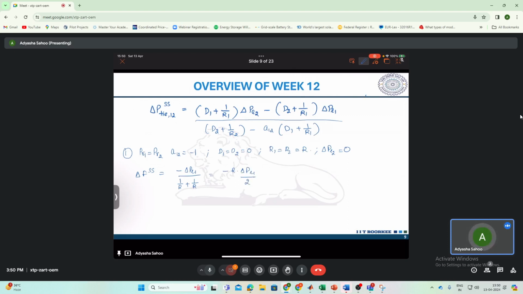And what about your change in tie line power? So here also PL2 is 0, D is 0, so minus 1 by R delta PL1 divided by 1 by R plus 1 by R. So that will be minus delta PL1 by 2. So this is for a special case for this condition.